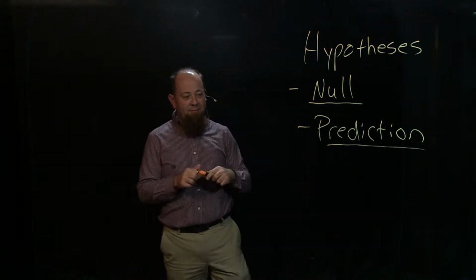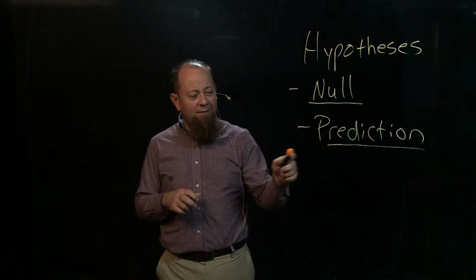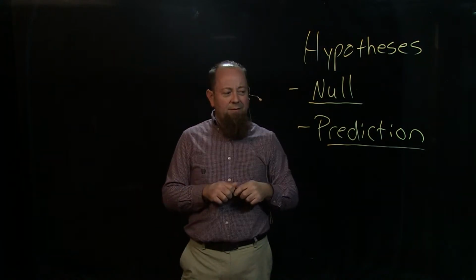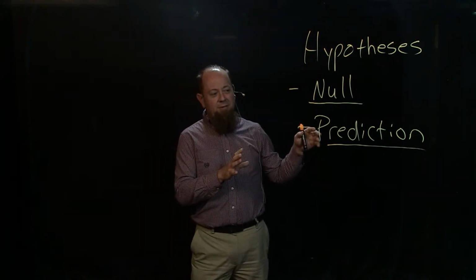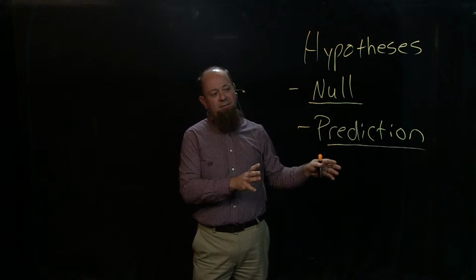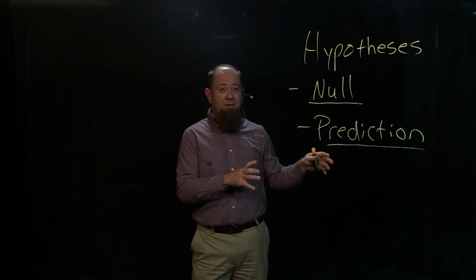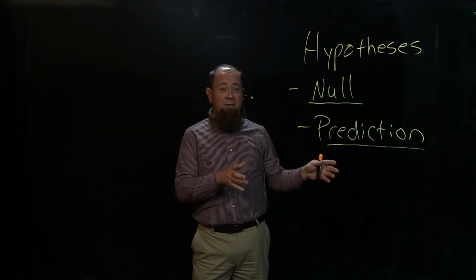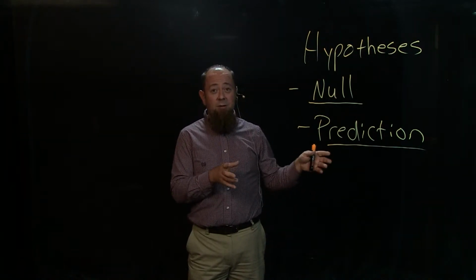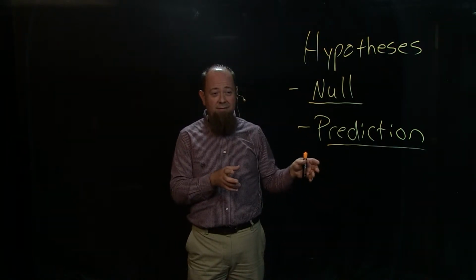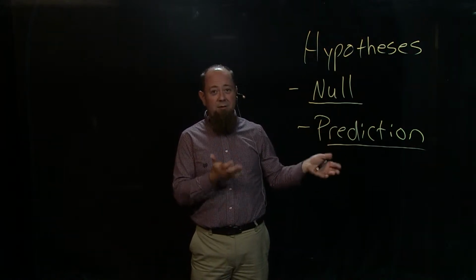For example, in my corn example, even though your prediction might be that the application of this pesticide at a certain time in growth might increase the production in your corn crop, your null hypothesis is actually going to say really the opposite. The null hypothesis is going to say that there will be no difference.